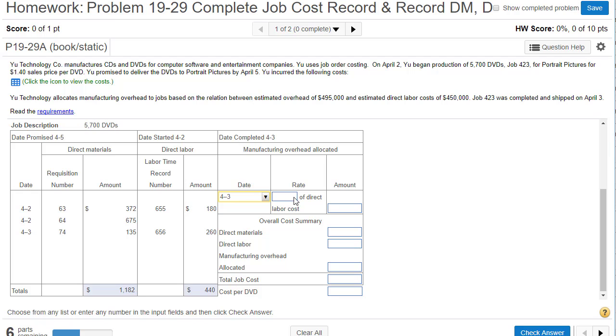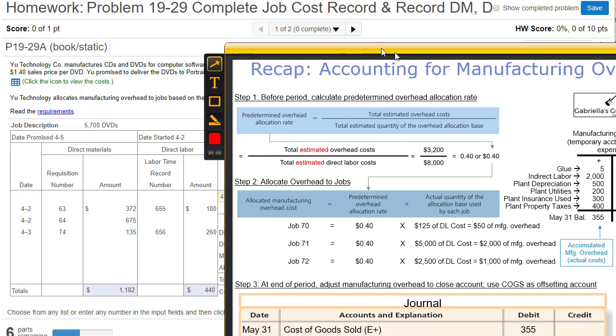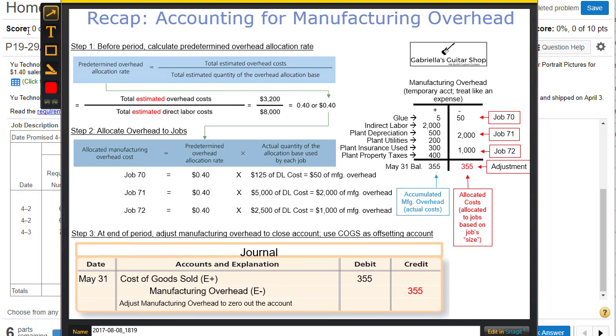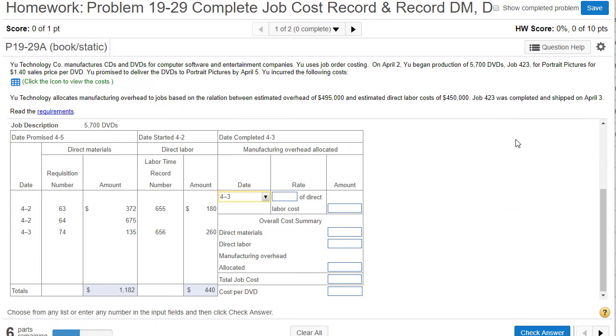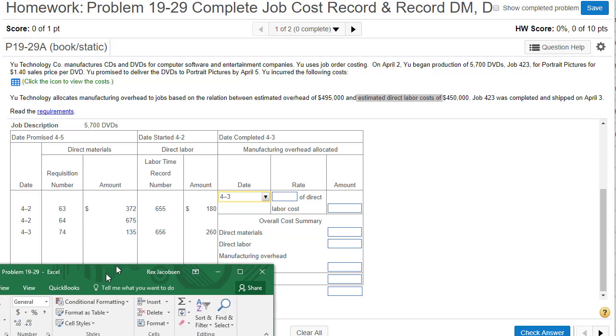Now, how do we allocate overhead? Remember from another slide, the first step is to calculate the predetermined overhead allocation rate, which is total estimated overhead costs divided by whatever allocation base the company uses. In our example from the slides, it is estimated direct labor costs. This company uses estimated direct labor costs too. So here is the calculation for that.